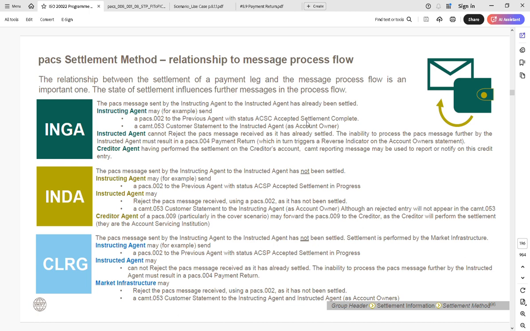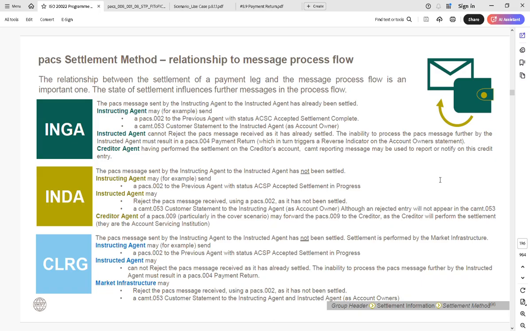So once Deutsche Bank settles the payment, the receiver of the message cannot reject the payment but can only return it. Returning means PACS004, but it cannot reject the payment. Those are the instructing agent, INGA. Example: just look at it from one bank to another bank. Deutsche Bank is sending to the instructing agent. That's it. On the other hand, the next settlement method is called INDA.